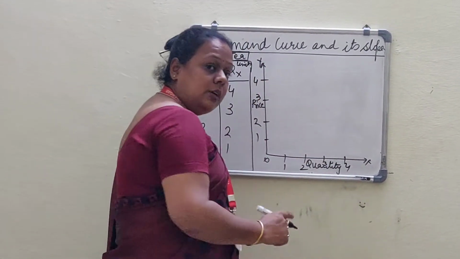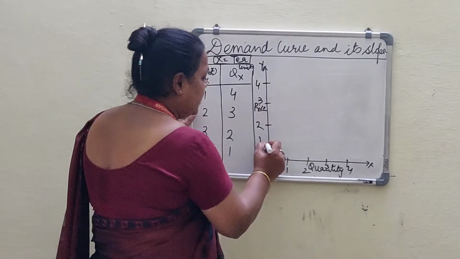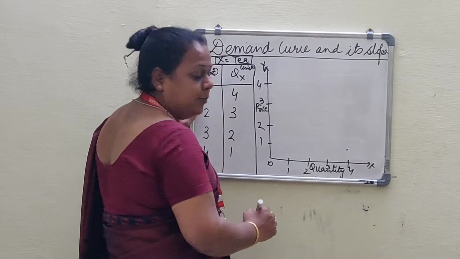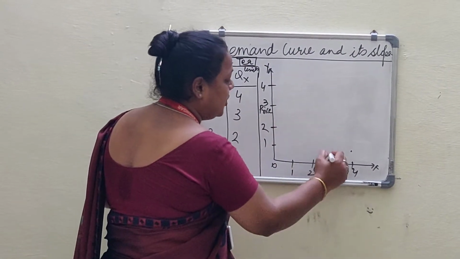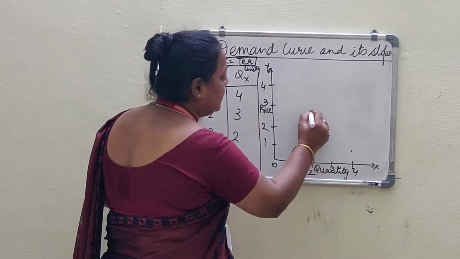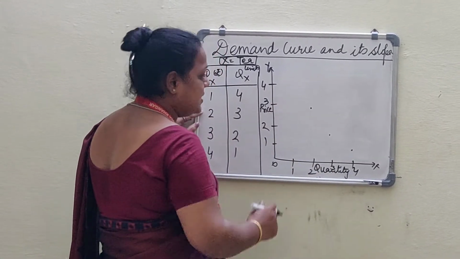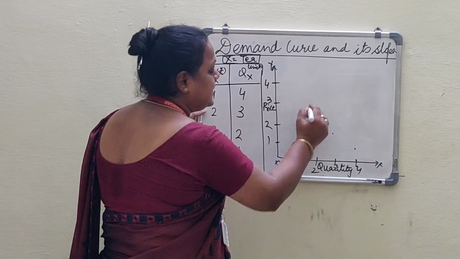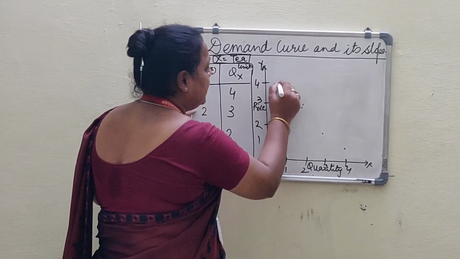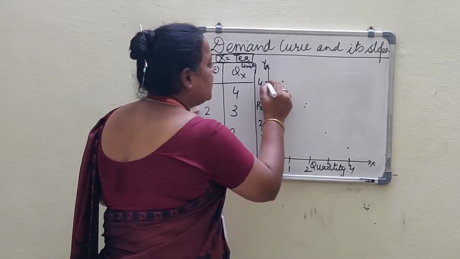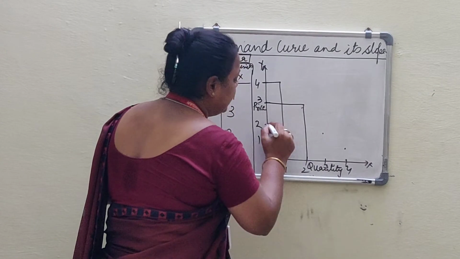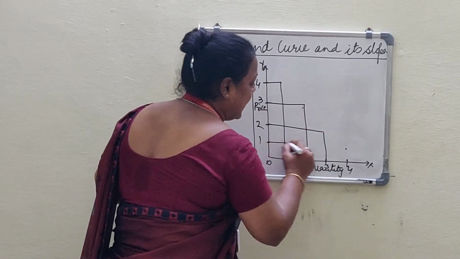Now see, when the price of a commodity was 1, the person was ready to buy 4 units. When the price was 2, the person was ready to buy 3 units. As the price rose from 2 to 3 rupees, the person was ready to buy only 2 units. And when the price rose to 4, the person was ready to buy only 1 unit of that commodity.